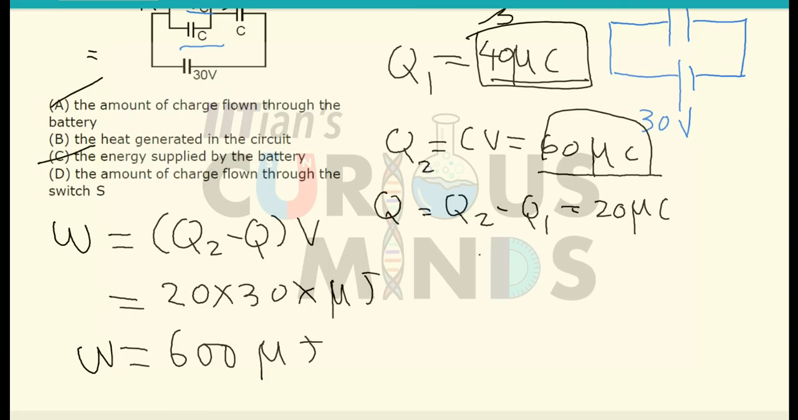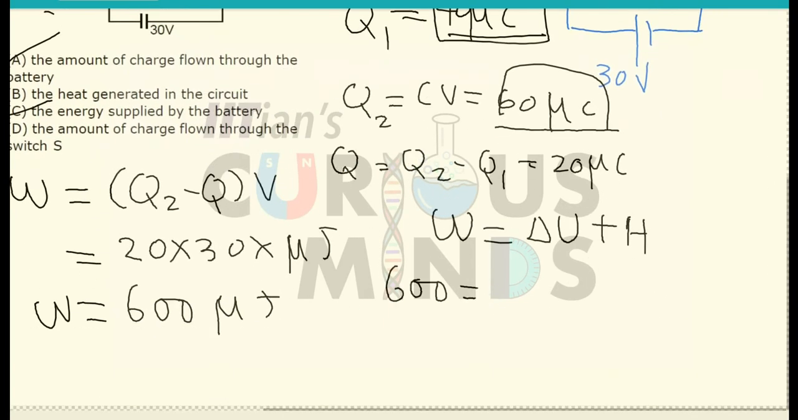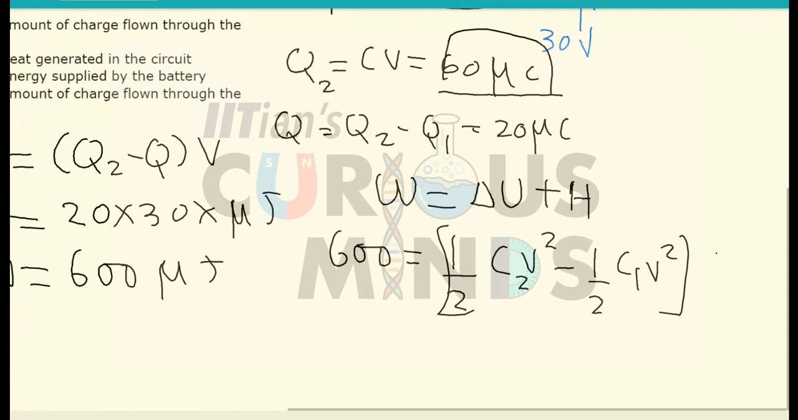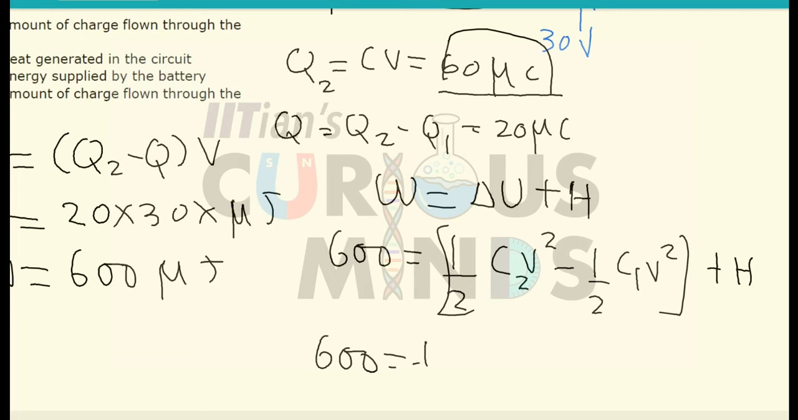Now the energy supplied by the battery will be divided into two parts: the change in the internal energy of the circuit plus the heat generated. Now the work done is equal to 600 microjoules. The change in the internal energy will be the final energy minus the initial energy, that is half C2 V square minus half C1 V square, plus H. The voltage remains constant. We can also derive this in terms of charge, but over here I know the voltage remains constant, so I will substitute in terms of voltage.